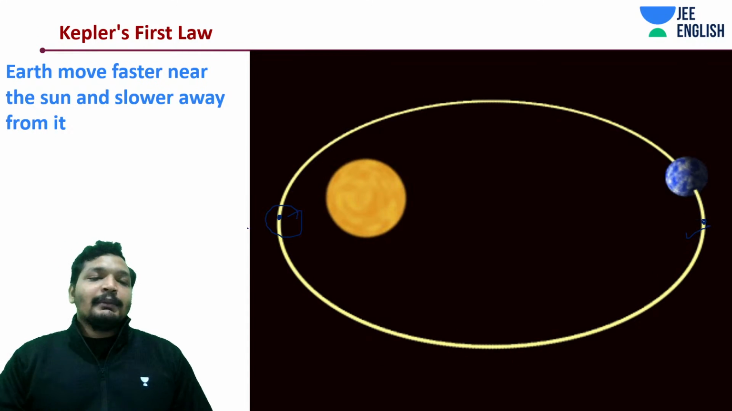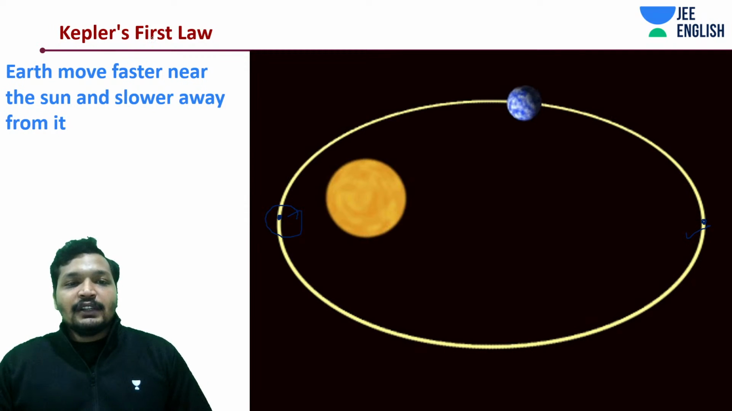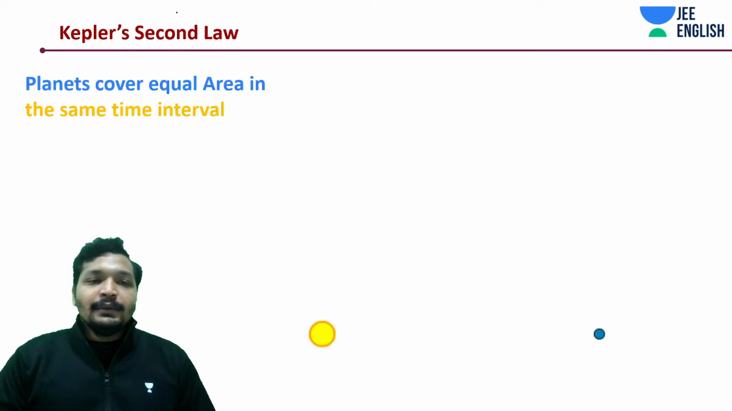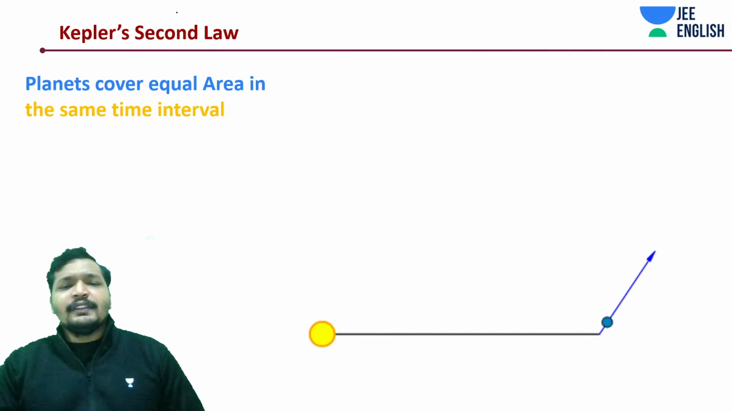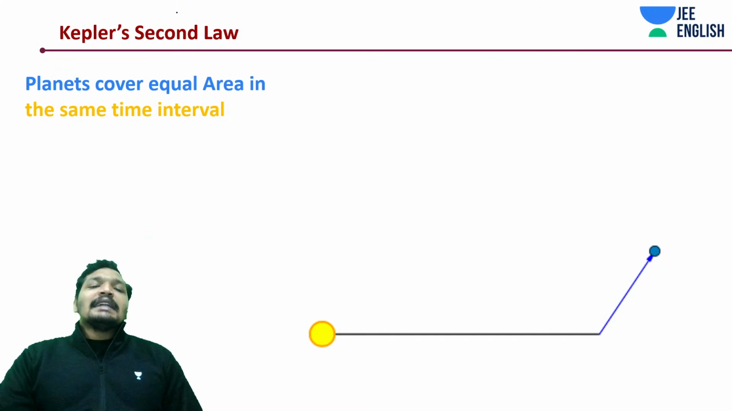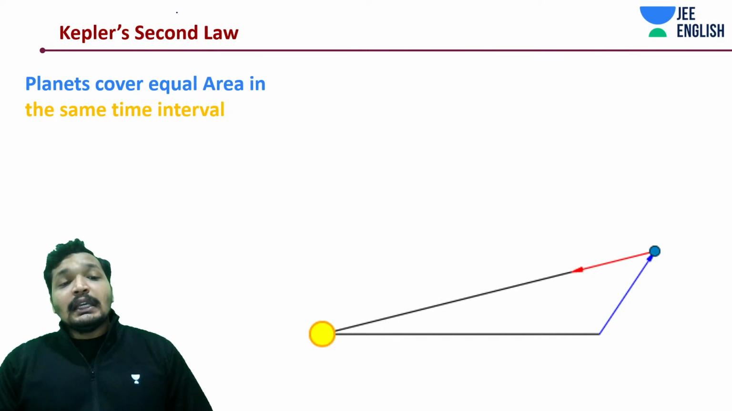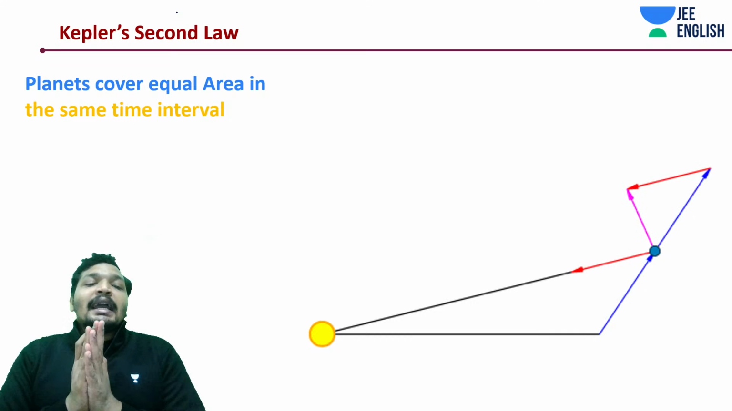That is Kepler's second law. Actually, it's not first law, it's second law. Okay, easy. And the actual thing that was derived is that the planets cover equal area in the same time interval.